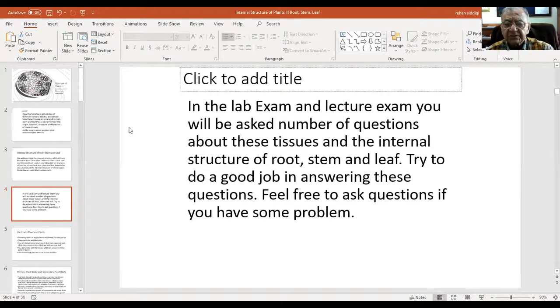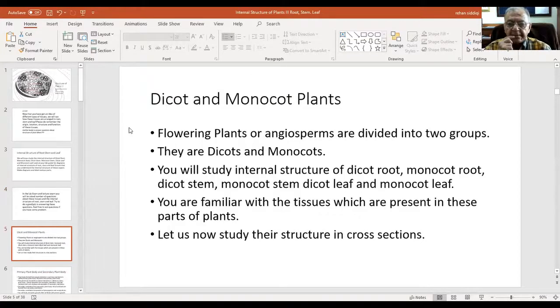In the lab examination and lecture examination, I will ask a number of questions about these tissues and the internal structure of root, stem, and leaf. Try to do a good job in answering these questions and feel free to ask questions if you have any problems. Okay, now there are 2 terms, dicot plants and monocot plants.